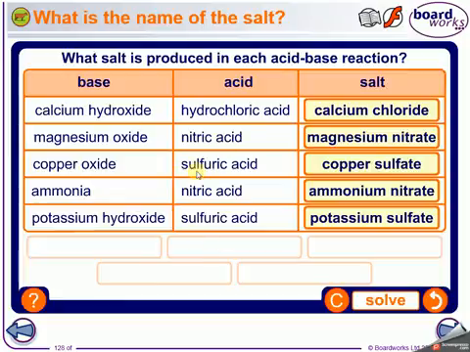So they might say, what salt is made when sulfuric acid reacts with copper oxide? And so you're going to know that the end bit comes from the acid, so you know it's going to be a sulfate, and you know that the first part comes from the metal, because these are all metals, aren't they? Calcium, magnesium, copper, and potassium. Easy peasy.